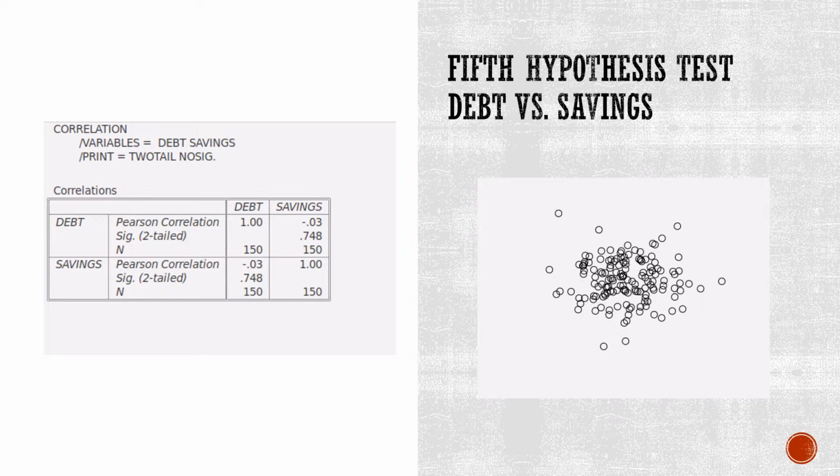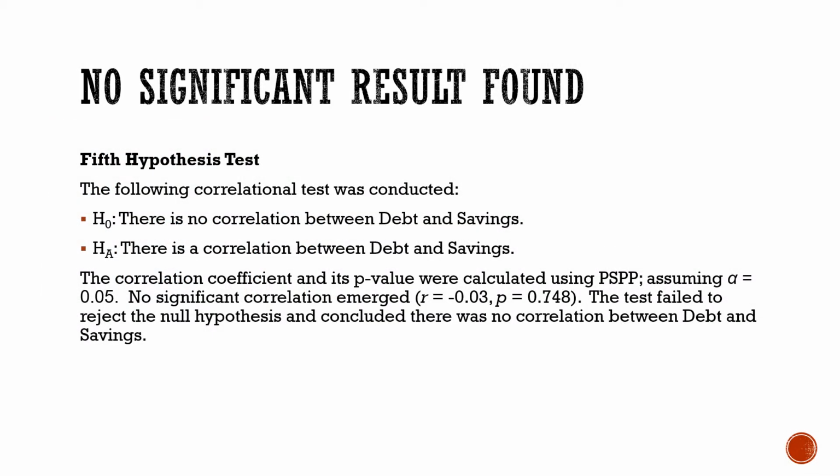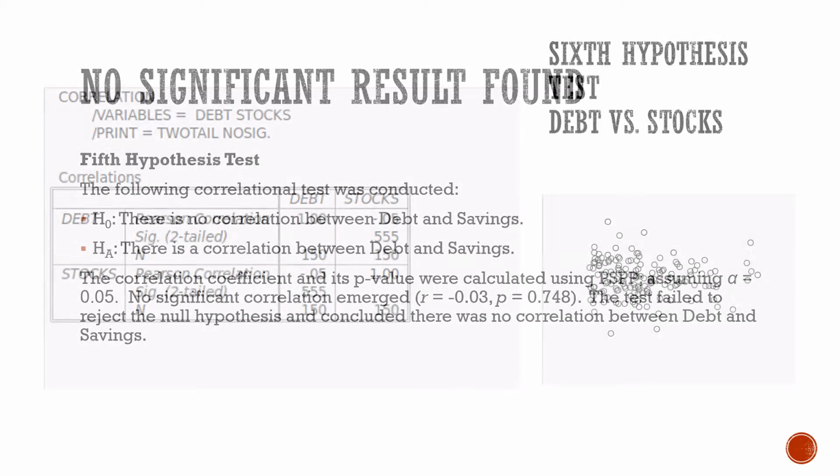Fifth hypothesis test, debt versus savings. We can see a correlation of negative 0.03 and a tail of 0.748. Again to the right is our scatter plot, and it is all over the place. So we shall proceed to the next slide. We have no significant result found because there was no correlation between debt and savings, and we failed to reject the null hypothesis.